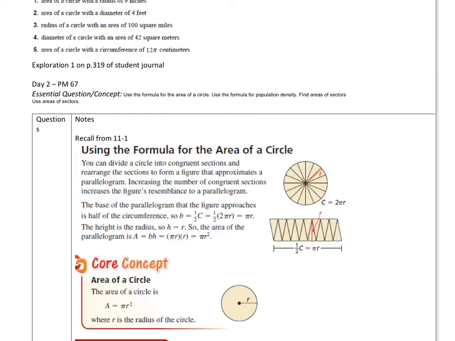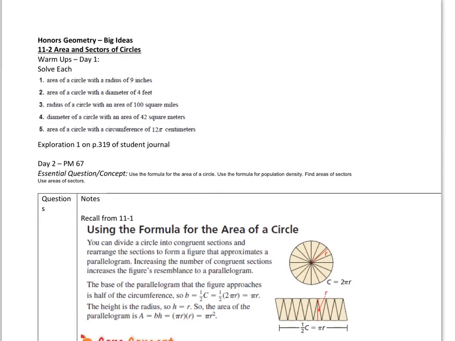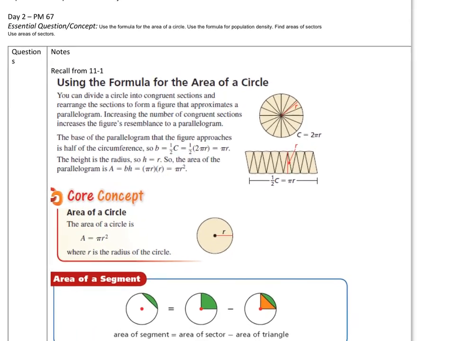It's 11-2 from our Big Ideas book, and it's on areas and sectors of circles.